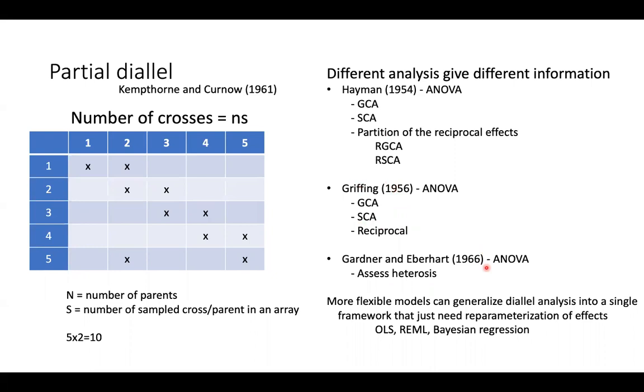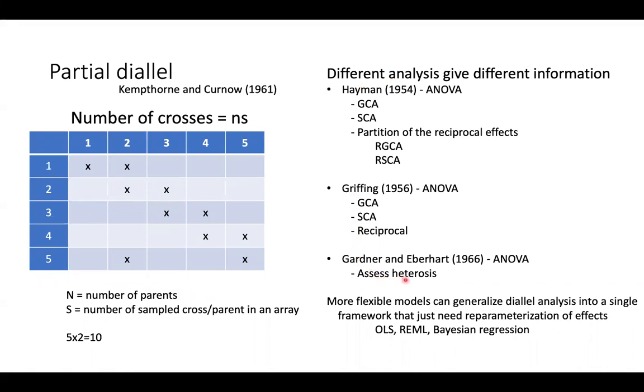But let's say you're more concerned about heterosis. So there is this model here presented by Gardner and Eberhart, and that assesses heterosis and all of the nuances that can control heterosis. And in R, everything is already developed. So you just need to understand how to feed your data in.